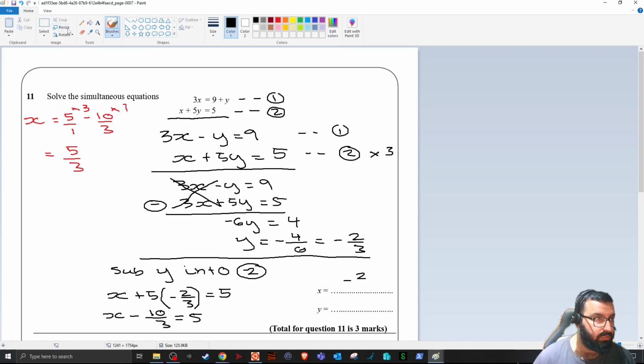Oh, that's wrong. This is really annoying. Something is wrong again with Microsoft Paint that I have to look at. Anyways, excuse me there. y is minus 2/3 and x is 5/3.